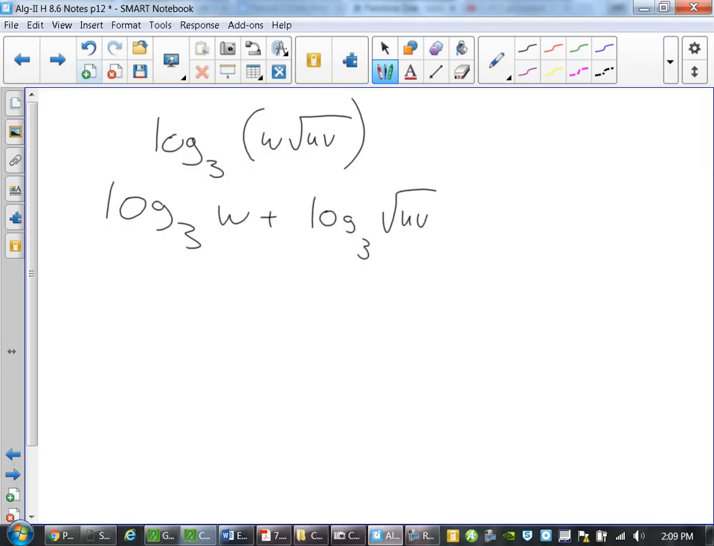Square root as an exponent is what? 1/2. So I'm just going to rewrite this right off the bat as UV to the 1/2. So you can transfer exponents when it's multiplying? Yeah, because they're both underneath the radical. So now I bring this exponent out front, and I have 2 logs to worry about.